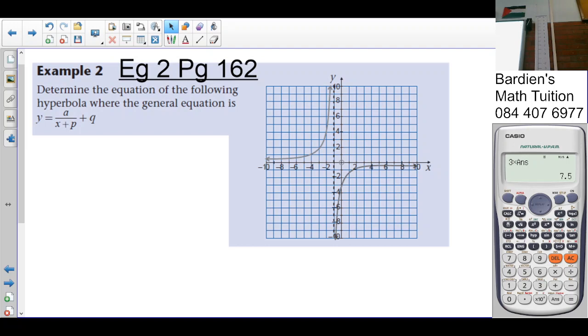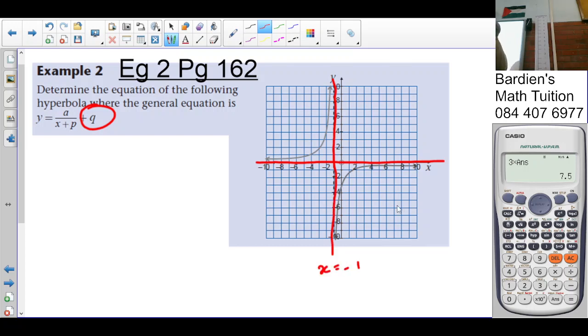Right, so what do we notice here? What is your q value here? q is your horizontal asymptote, not so? What is the equation of the horizontal asymptote? 0. So y is equal to 0. So what's your q value? 0, not so? p is your vertical asymptote, not so? And the equation of this vertical asymptote is x equal to minus 1. So what will go under this equation here? x is equal to positive 1, not so? So in that case, I just need to solve for a still.